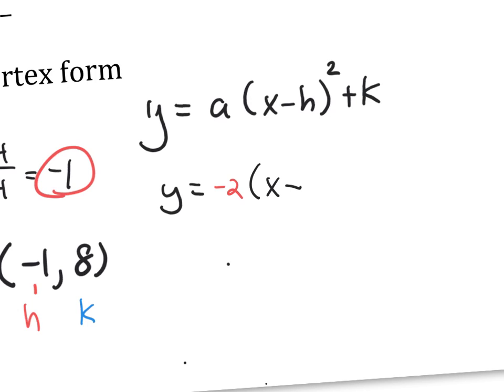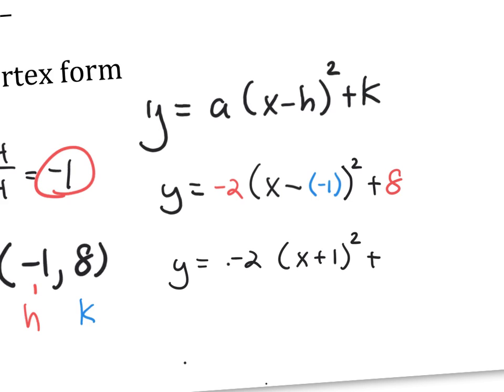Watch out what happens here. I put a negative 1 in for h. But Swenson, doesn't double negative become positive? Isn't it positive? Yes, it is. I'm just going to go ahead and substitute it now so that you see what happens. So my final answer is this: y equals negative 2 times quantity x plus 1 squared plus 8.